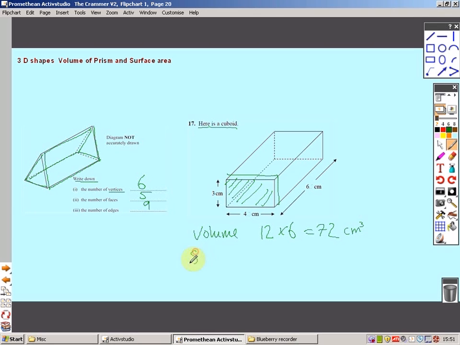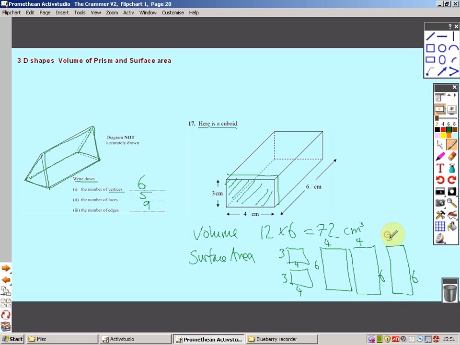You may be asked to find the surface area. To do the surface area, we're going to have to do all the different bits. We've got the 2 ends, that's 2 pieces. They're 3 by 4, 3 by 4. We've then got the big bit, that's the lid, which is going to be 4 by 6, and the same for the base, 4 by 6. And we've got the 2 sides, which are 3 by 6, and also another one that's 3 by 6.